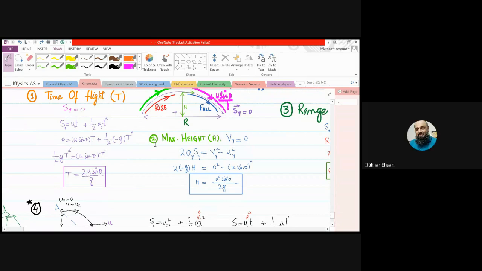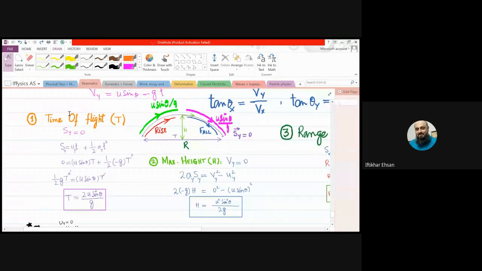Okay. So for the time of the whole journey, the time of flight, one thing is sure: the overall vertical displacement will be zero, because it has two positions, rises and falls. In the rise, the vertical displacement is upward, and when falling back it is downward, so overall it is zero. So we use this formula where displacement and time are involved: s is equal to ut plus half at square.